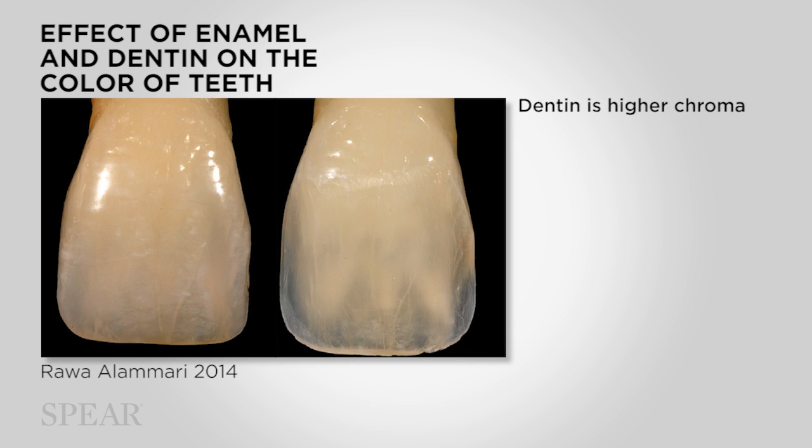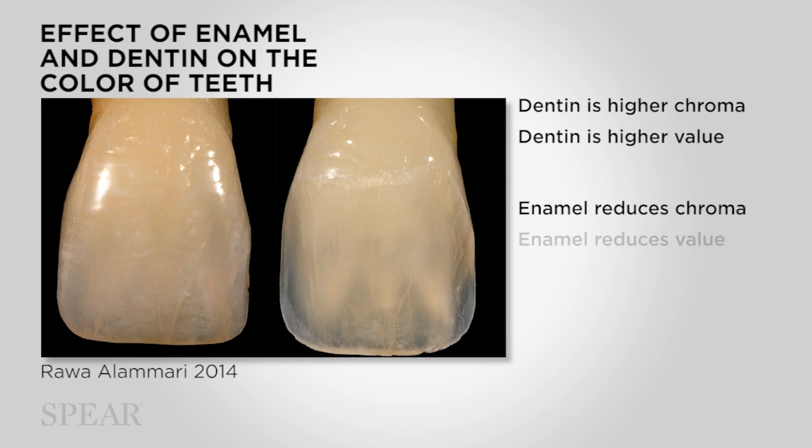So we realized that the dentin is higher in chroma. Again, dentin is highly chromatic. The color comes from the inside. And dentin is also higher in value. We always believed that dentin is low in value, but dentin is higher in value, probably because it reflects more light than the enamel. Enamel tends to reduce the chroma of that dentin and reduces the value. So those are important considerations when we select shades and when we do our build-ups.